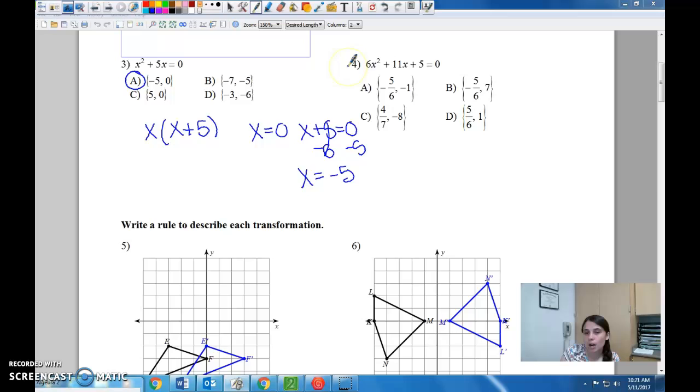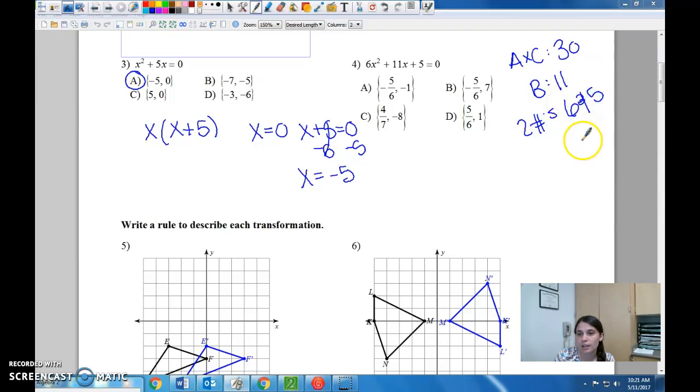So number 4, we're going to start it the same way we did 1 and 2 because I don't see a greatest common factor in 6, 11, and 5. So 6 times 5 is 30. And b is 11. So I need two numbers that multiply to 30 and add to 11, which in this case is 6 and 5. So unfortunately, unlike 1 and 2, I can't just say x plus 6, x plus 5 and be done because this a is not equal to 1. That only works if a is equal to 1.